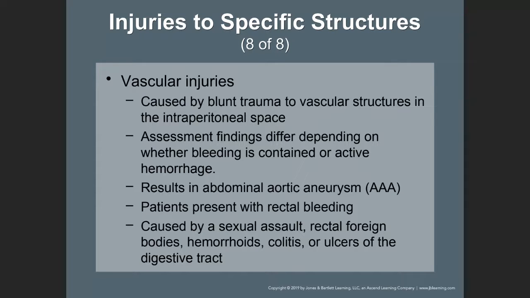Vascular injuries are caused by blunt trauma to vascular structures in the intraperitoneal space. Assessment findings differ depending on whether bleeding is contained or active hemorrhage is present. Results in abdominal aortic aneurysm, AAA. Patients present with rectal bleeding, which can be caused by sexual assault, rectal foreign bodies, hemorrhoids, colitis, or ulcers of the digestive tract.